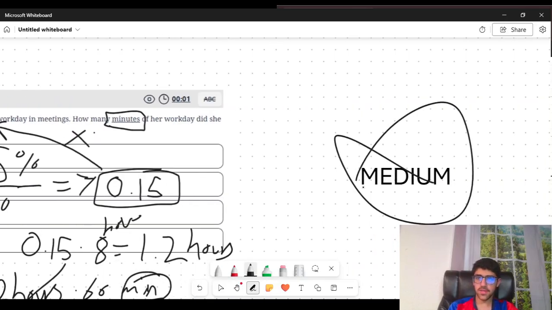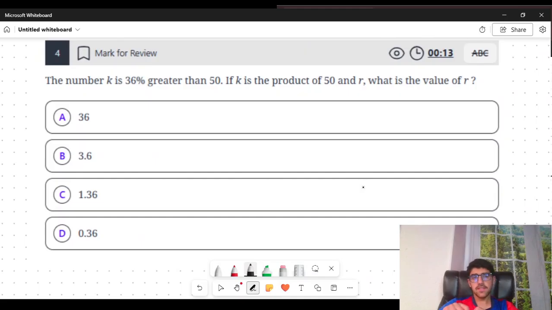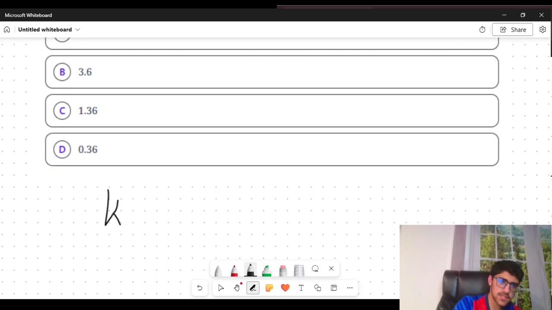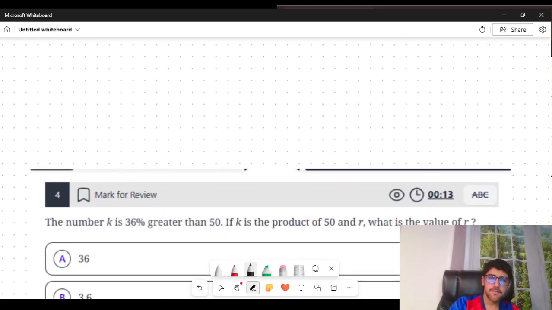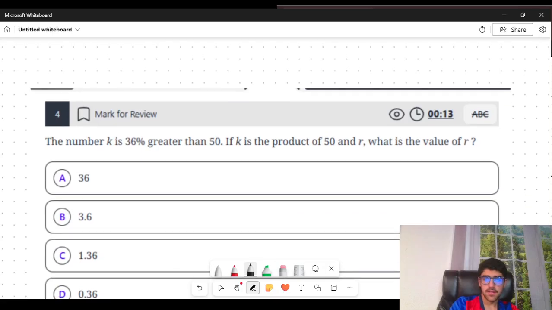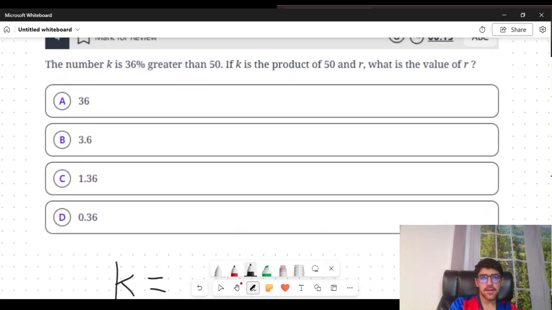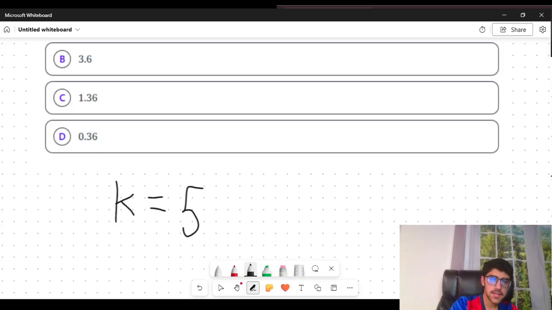Now we're gonna move on to 2 mediums. So this one isn't a word problem, it just gives us the information. It tells us that a number k is 36% greater than 50. So k is equal to, let's just write the information down. K is equal to 36% greater than 50.